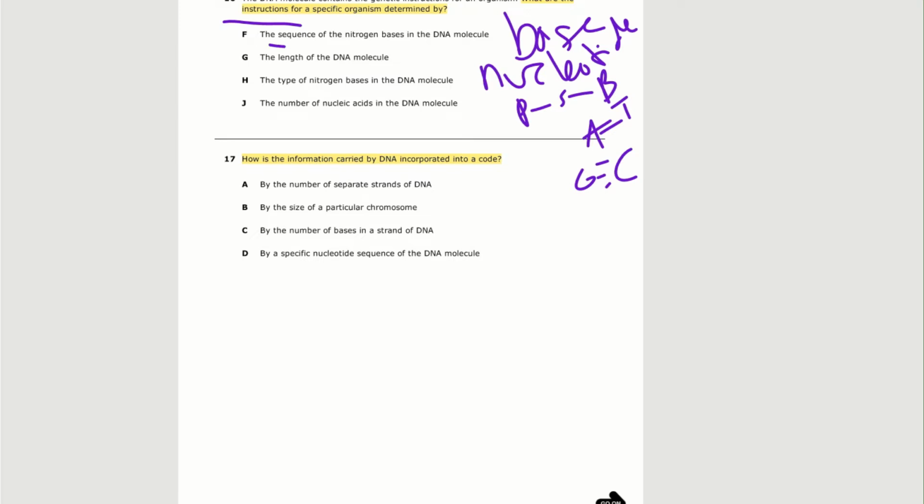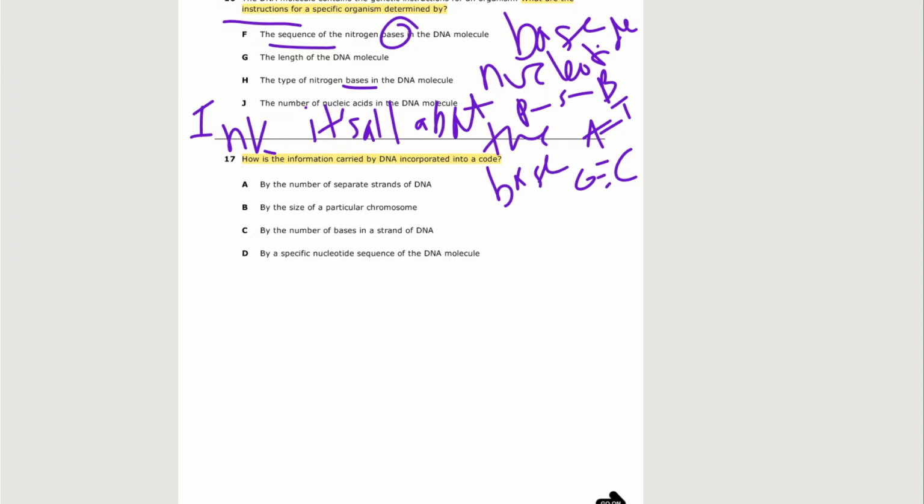The sequence means pattern of the bases. Oh my gosh. The length, which is how long the DNA is, the type of the bases in the DNA molecule. But there are only 4 types, right? ATGC. Wouldn't that be like the pattern also? The number of nucleic acids. It doesn't have to do with the number, guys. So I now know it's all about the base pattern or the sequence. I'm writing it down. Base sequence.